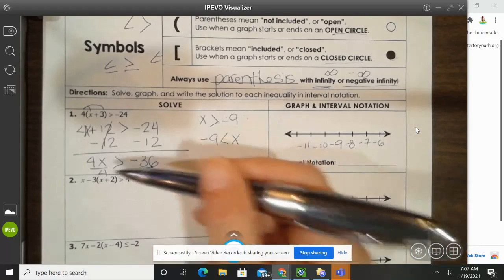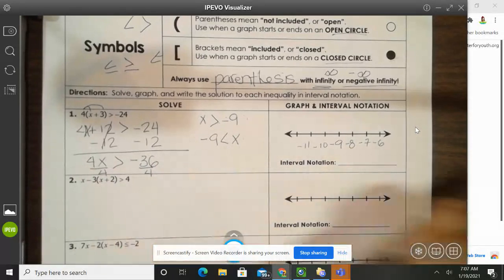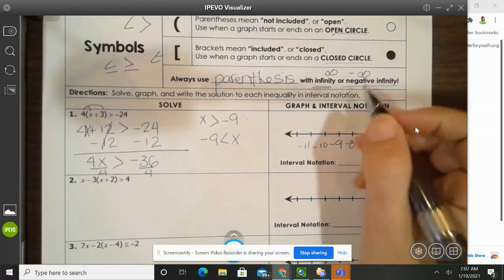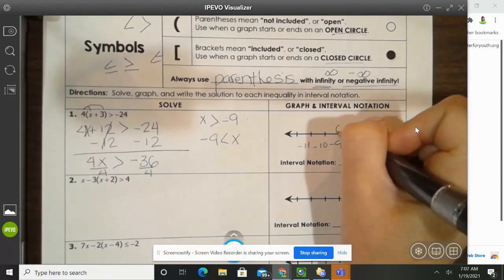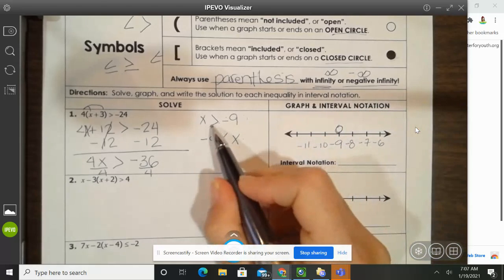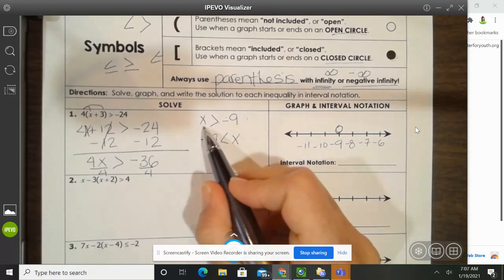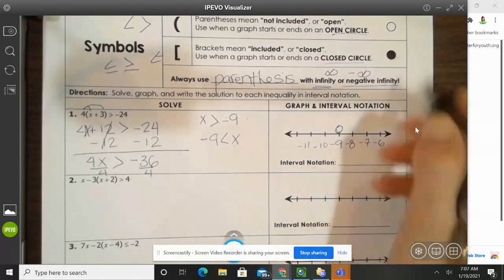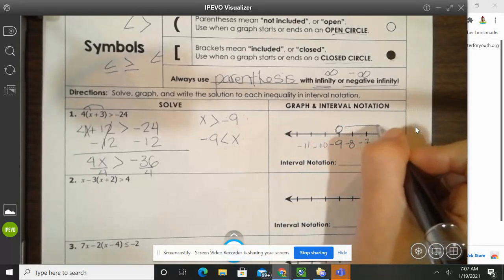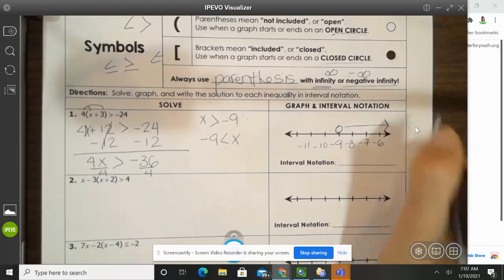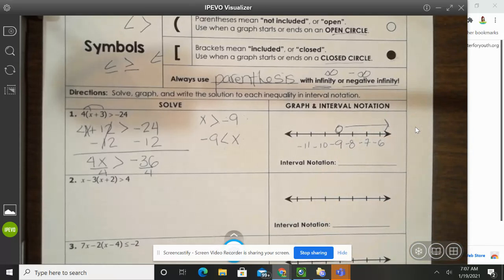So it's going to go lower on this side and higher on this side. So x is going to start here. It's going to have an open circle. And then it's going to be all numbers greater than -9. So it's going to be going to your right with an open circle. And you're done.